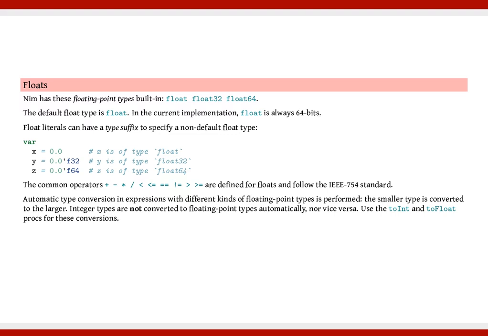var x = 0.0 # x is of type float. y = 0.0'f32 # y is of type float32. z = 0.0'f64 # z is of type float64.